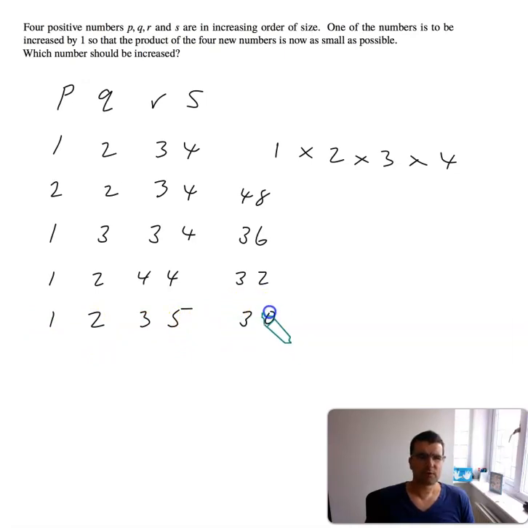is 30. So, despite what people have thought, many of the students I've spoken with thought that it would be P. It's actually S. You increase the larger one. So S is your answer.